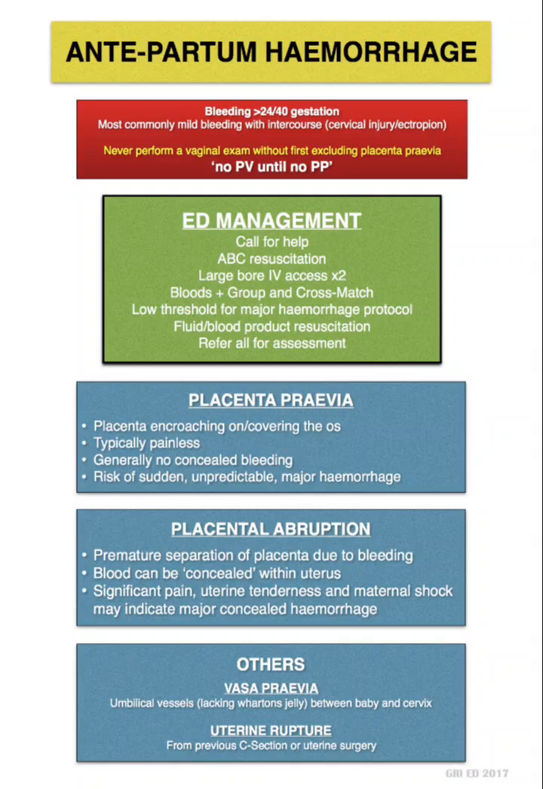Antepartum hemorrhage is defined as any bleeding from or into the genital tract occurring after the period of viability. In India, it's taken as 28 weeks. Let's study the causes of it. Causes are placenta previa, abruptio, uterine rupture, and vasa previa. Let's study one by one.